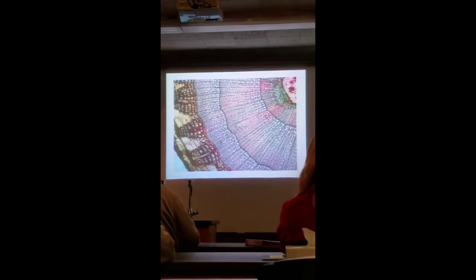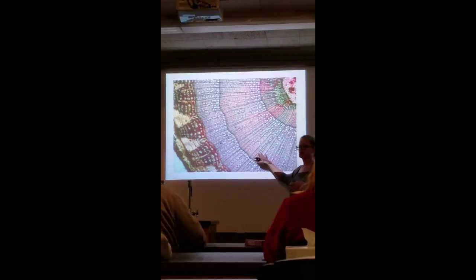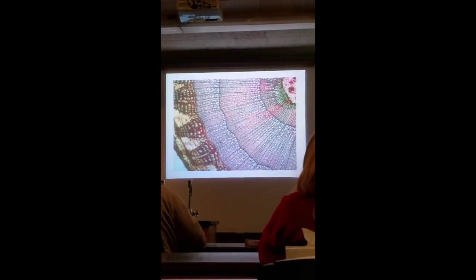What is this region? The pith. Pith, okay. What cell type are these larger cells? In spring, we have larger vessel elements, and then we have smaller tracheids, right, in the summer one. So yeah, I would print these out and then use your labs and use the textbook to confirm all these things.